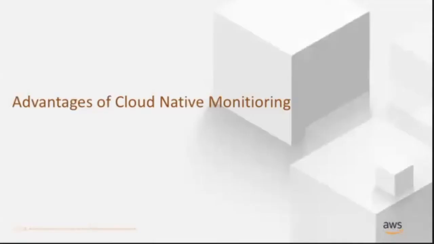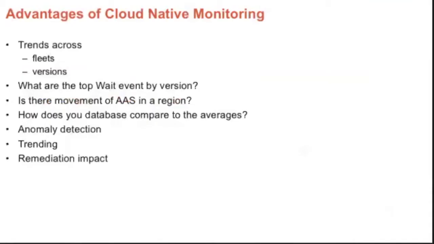So we're getting near the end. I want to mention some of the advantages of cloud native monitoring, because we haven't really dug into them. These are like future deliverables. But we can see these trends. We can see trends across regions. Is there a slowdown across certain types of databases or in certain areas? Or are certain versions performing slower than previous versions?